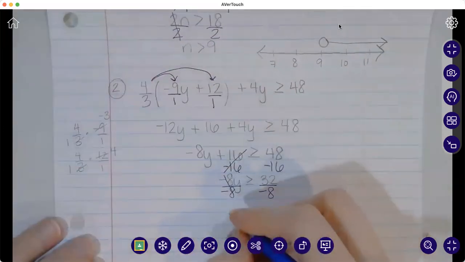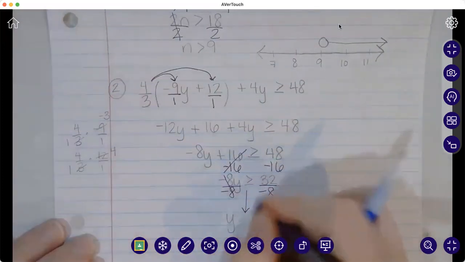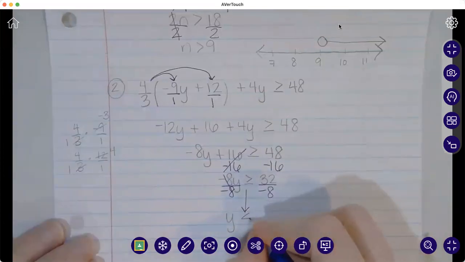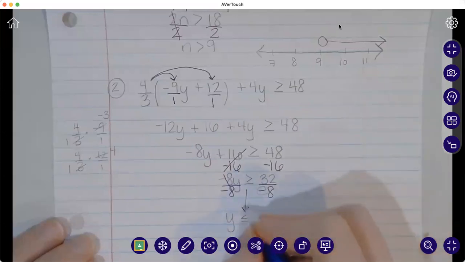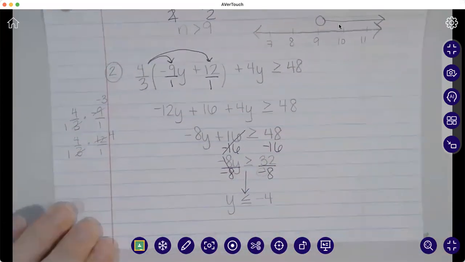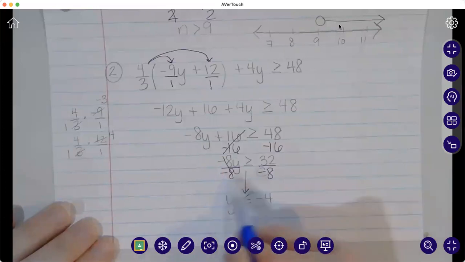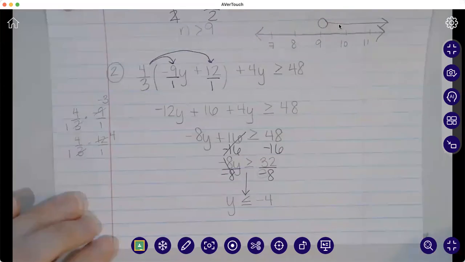And this is going to cause my inequality sign to switch. Because we divided by a negative number, that means my sign has to switch, and we get y is less than or equal to -4. Okay, and again, because of those negatives, and due to our rules of a negative times a negative or a negative times a positive or dividing, that is the reason why we have to change that inequality sign.